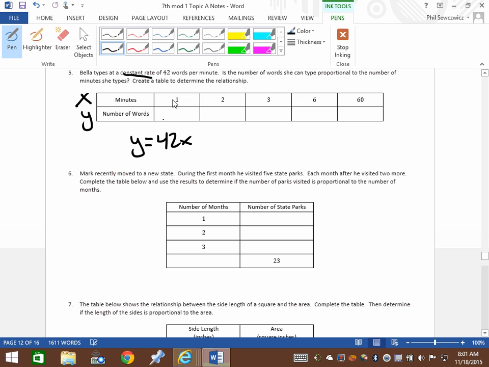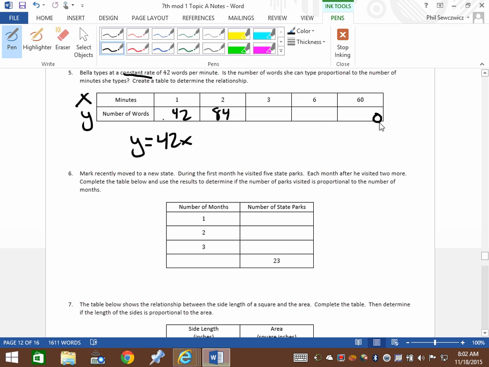If you plug in 42 times 1, yeah, 42. 42 times 2 will give us the number of words there. So, yeah, 84. We can just plug in and multiply. This way, when we get to the 60, we know we're just multiplying it by the 42. Again, all we have to do is plug in and multiply. This is what we want to get you comfortable doing. All right? So plug it in for 60, see what you get.